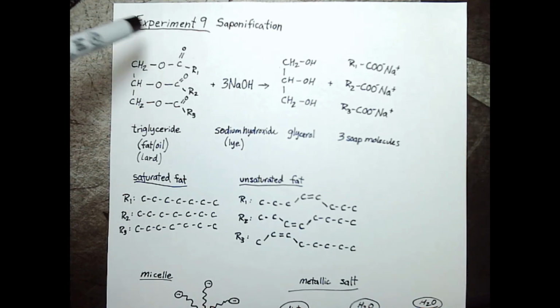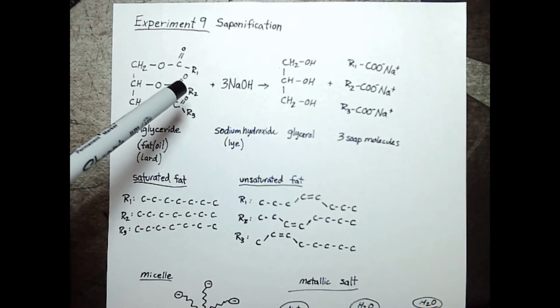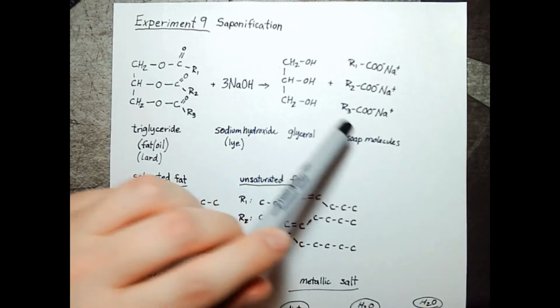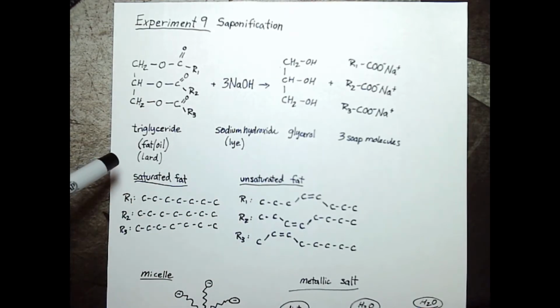So this week's lab will be performing this saponification reaction. This reaction occurs between a triglyceride and a strong base and forms three soap molecules and a byproduct, glycerol. So in our experiment, we'll be using lard as our fat because we're in the south. Lard is generally used in cooking, and I think it's just pig fat.